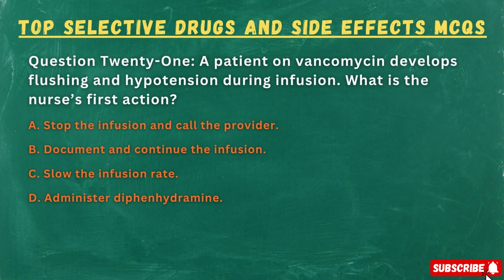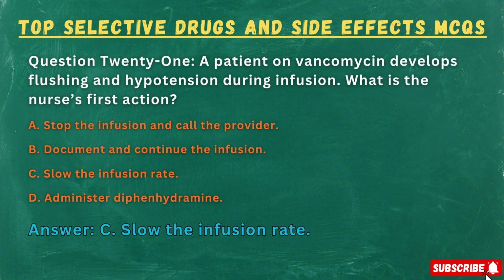Question 21. A patient on vancomycin develops flushing and hypotension during infusion. What is the nurse's first action? A. Stop the infusion and call the provider. B. Document and continue the infusion. C. Slow the infusion rate. D. Administer diphenhydramine.